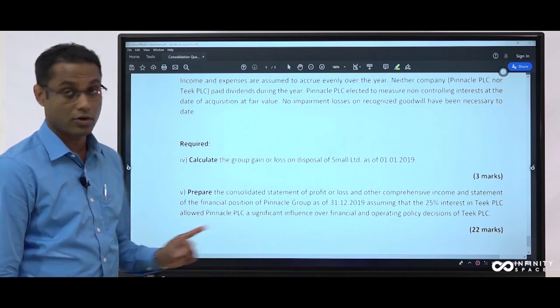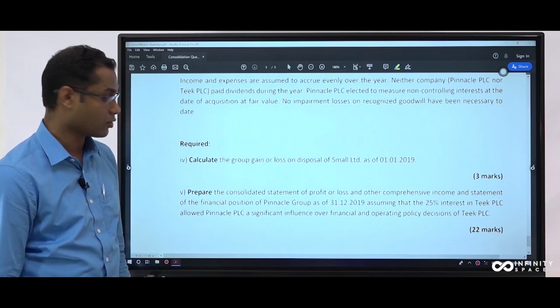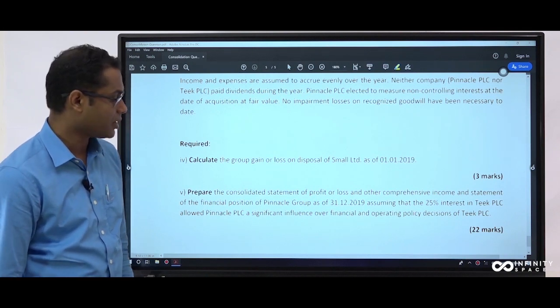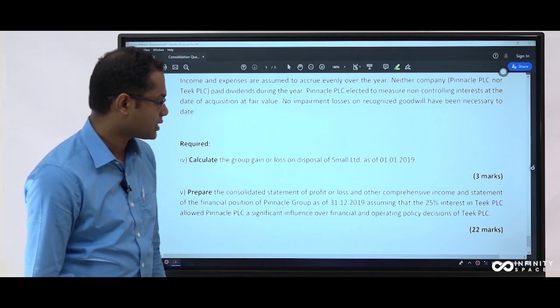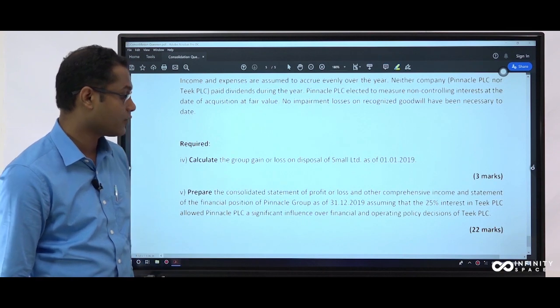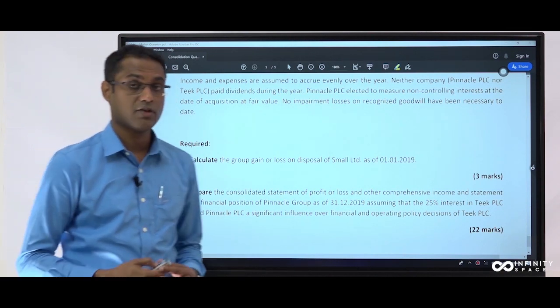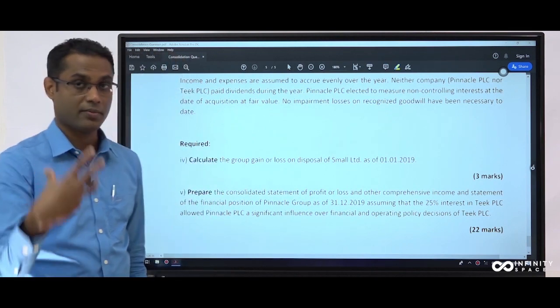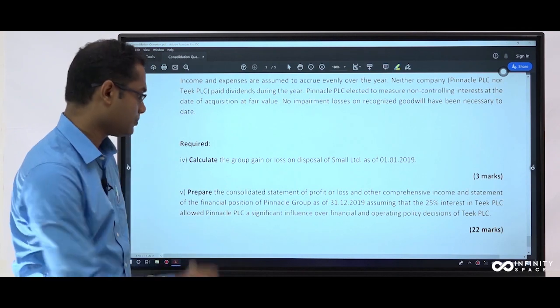Okay, profit or loss and the other comprehensive income, and the statement of financial position of Pinnacle Group as at 31st December 2019. Assuming that the 25% interest in Teak PLC allowed Pinnacle PLC a significant influence over the operating and the financial policy decisions of Teak PLC. So a 25% investment to be considered as an associate has to be equity accounted.